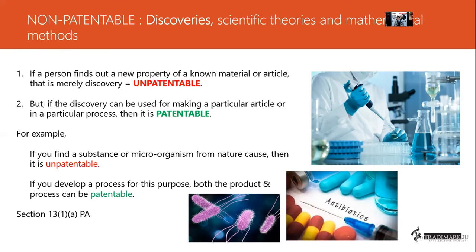For example, if you find a substance or microbes from nature, then it is unpatentable. Okay, but if you develop a process for this purpose, whether it's for the product or the process, either one or both can be patented. One very good example would be penicillin, your antibiotics, because it is derived from microorganisms. From microorganisms, you turn it into medicine, for a medical purpose, then it can be patented, all right. So the microbe itself cannot be patented.